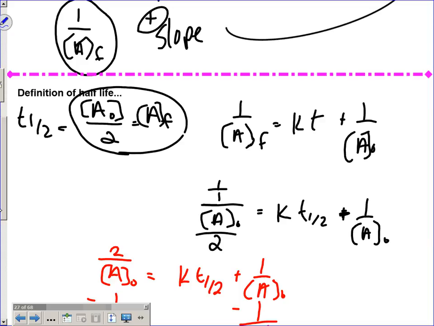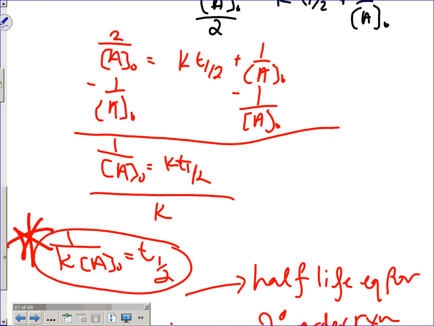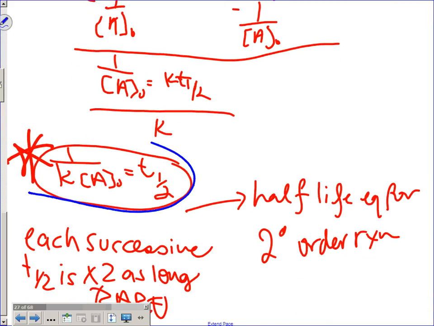So same thing applies. T final is equal to half the initial concentration, which is what that means. I throw that value in, I rearrange my math, which is not hard at all, but I get down to here. Write that down. That is your half-life equation for second order reactions. Notice you do have concentration in there, right? 1 over k times initial concentration.